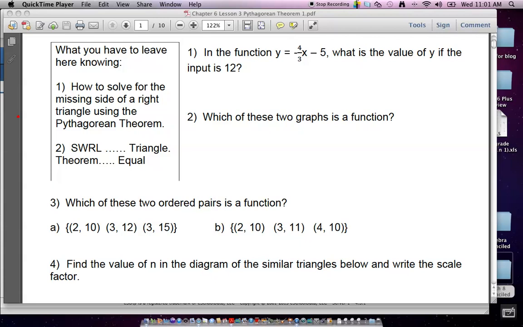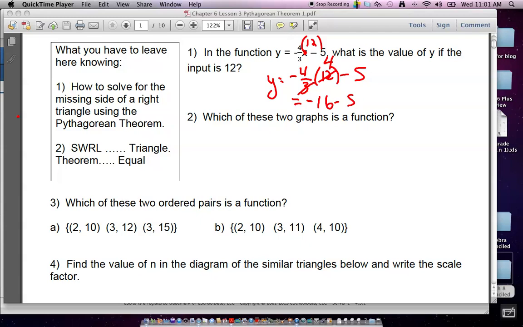is 12. So instead of x, because it means input, I'm going to put 12, which means I have the output, y equals, I know it says y, but I got to interpret that as output. -4/3 times 12 minus 5. And what we've been trying to teach you is that the easiest way to do this is to divide the 3 into the 12 right away. 3 goes into 12 4 times. -4 times 4 is -16 minus 5.